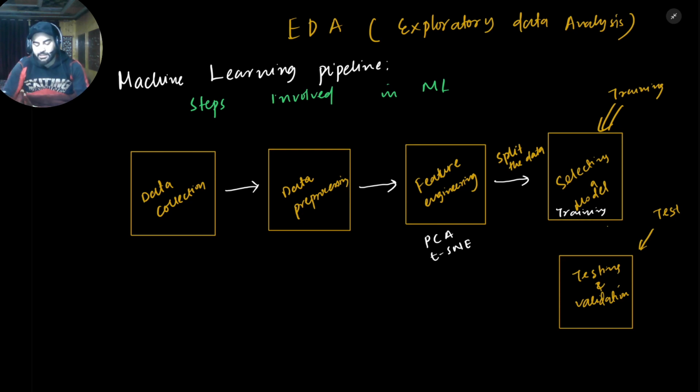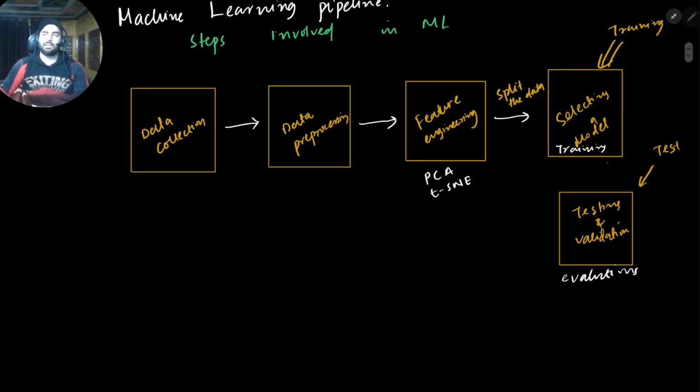So after testing, you select some metrics based on which you will evaluate. In the testing phase, you will do some evaluation. There are different metrics that we'll look at, different performance scores, like accuracy, then F1 score, then precision, recall, area under curve, and a lot of metrics by which you can evaluate the performance.